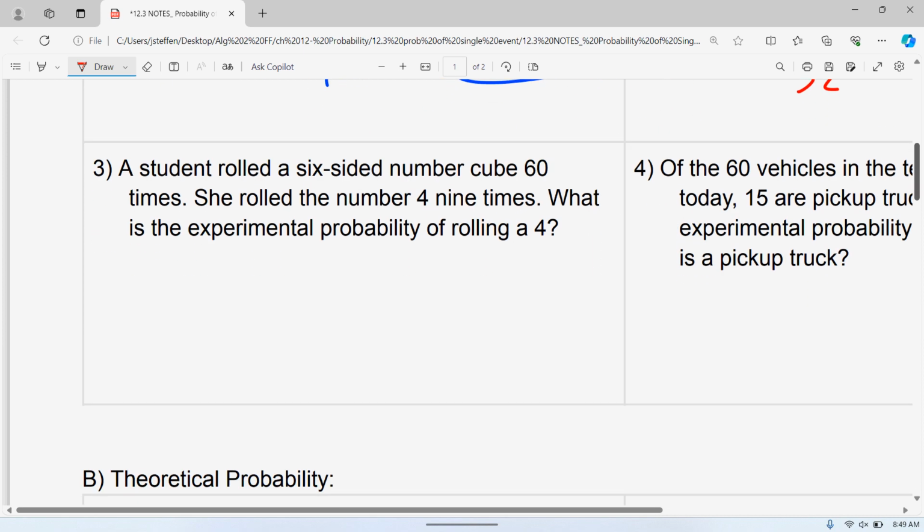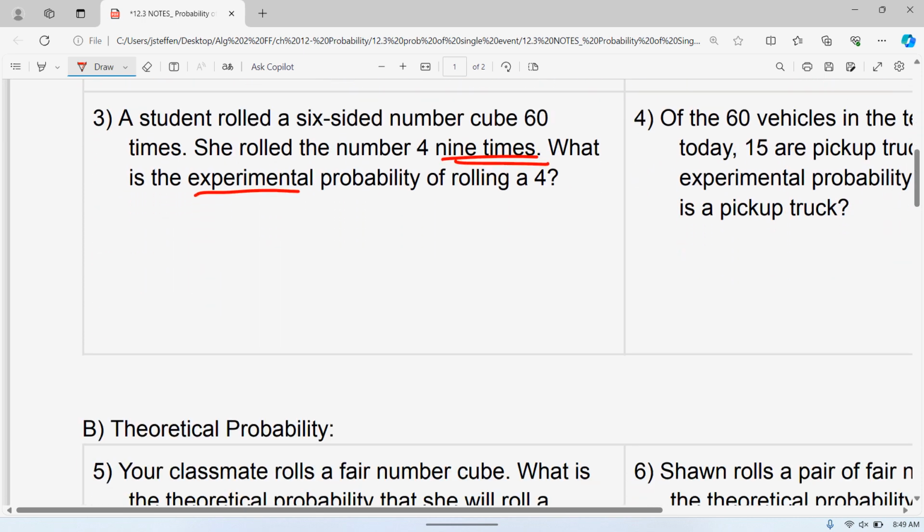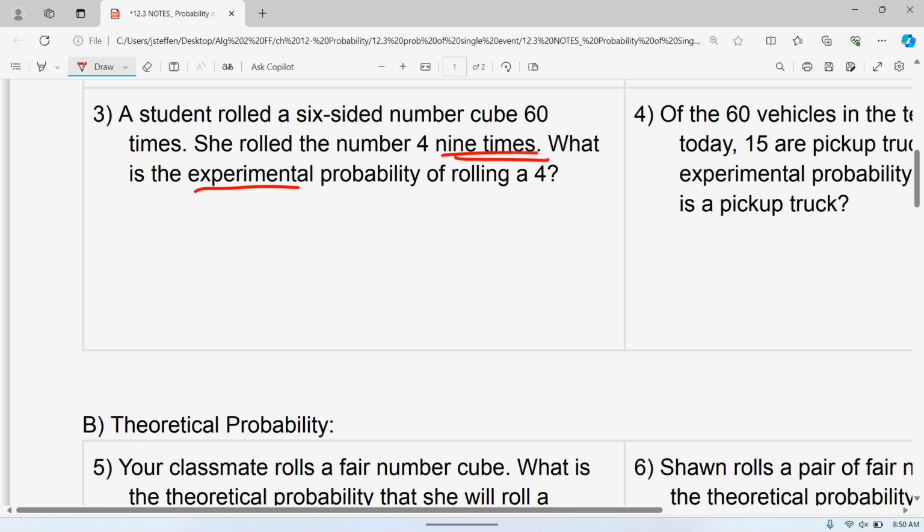So this is one that could be a little bit more confusing. But again, if it is a little bit more confusing, I guess I should say I do specify. A student rolled a 6-sided number cube 60 times. She rolled the number 4 9 times. So this is also confusing because there's a lot of numbers. She rolled the 4 9 times is what you're looking for. What is the experimental probability that she rolled a 4? Now, this is the one, again, I have to specify. Some of them, the other ones I didn't have to. Number 1 and number 2, I didn't have to specify that they were experimental probability. This one I do because we're talking about a dice.